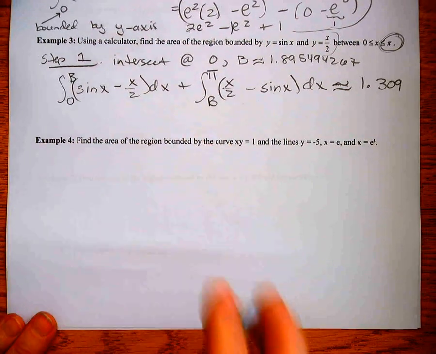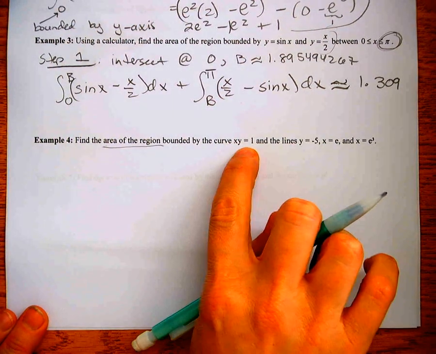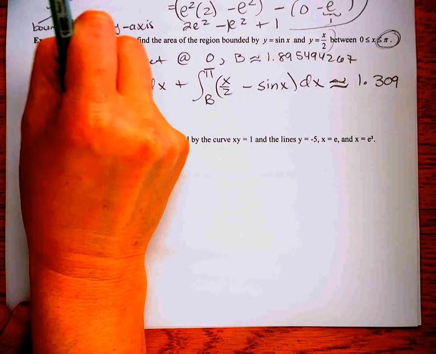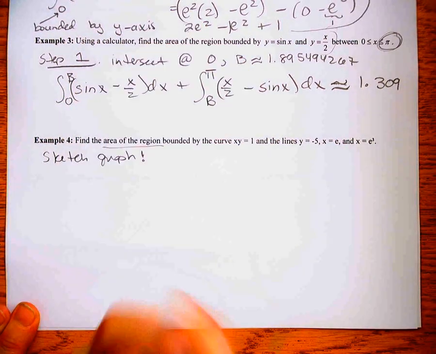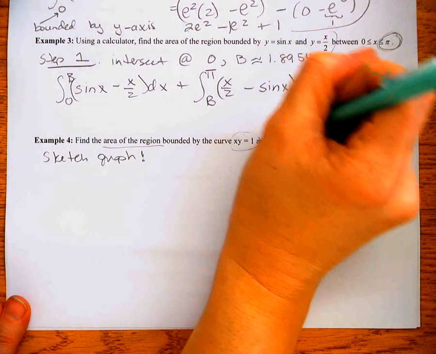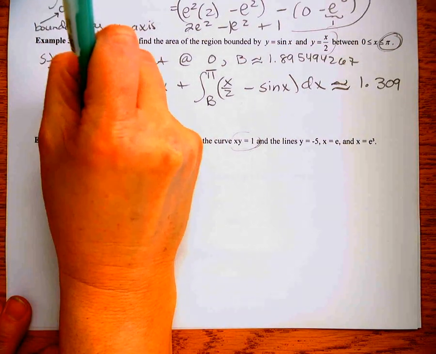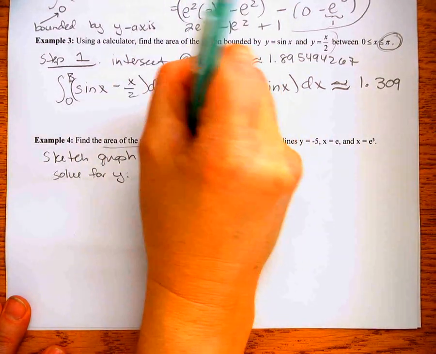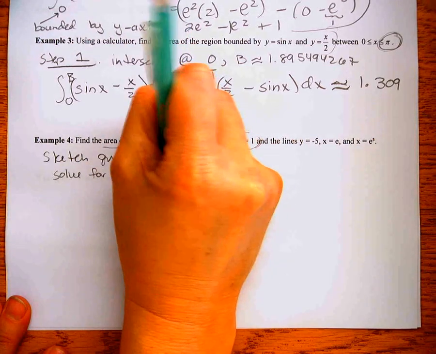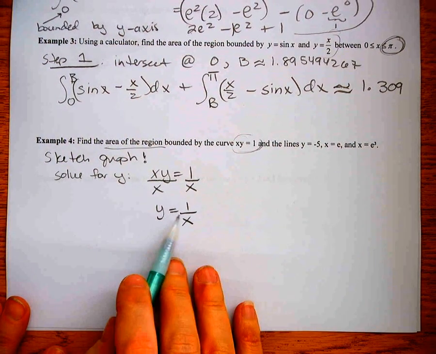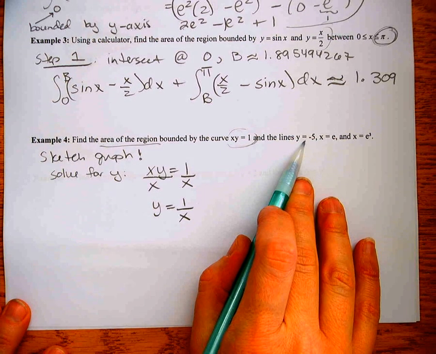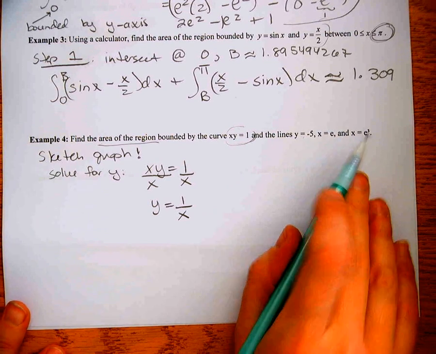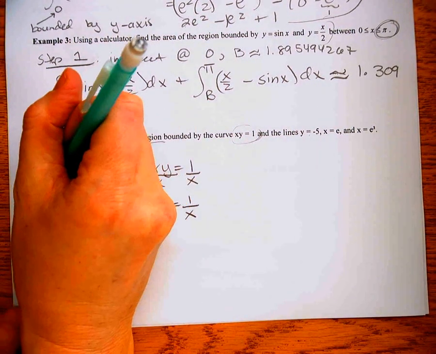And we're going to, again, find the area of the region bounded by this curve and these 3 lines. So this is really going to help if we sketch the graph, because we kind of want to get an idea of what's going on. So first, let's solve for y so that we can see it in terms of x. So I could just divide by x, so just keep in mind x can't be 0. So I have this curve, y equals 1 over x. I've got this horizontal line, y equals -5, and then 2 vertical lines, x equals e and x equals e cubed. Okay, so let's sketch the graph of that.